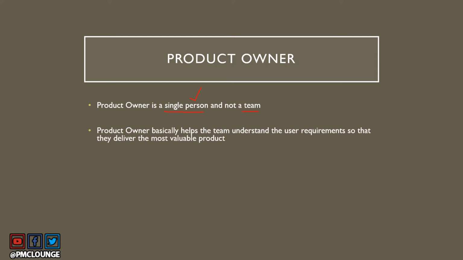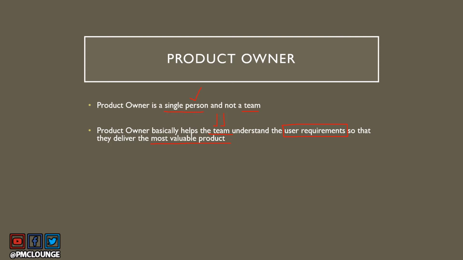Now, product owner basically helps the team. This is the Scrum team, which means your engineering or development team and your Scrum Master as well. Product owner is going to help the entire Scrum team understand the user requirement. So what does a user want from your software? That is something the product owner takes it on himself or herself to ensure that the team understands, so that they deliver the most valuable product.